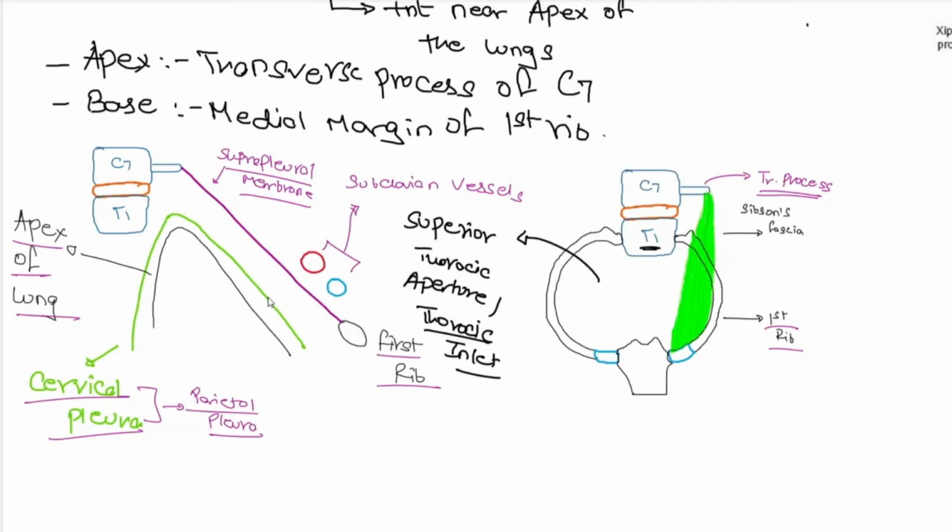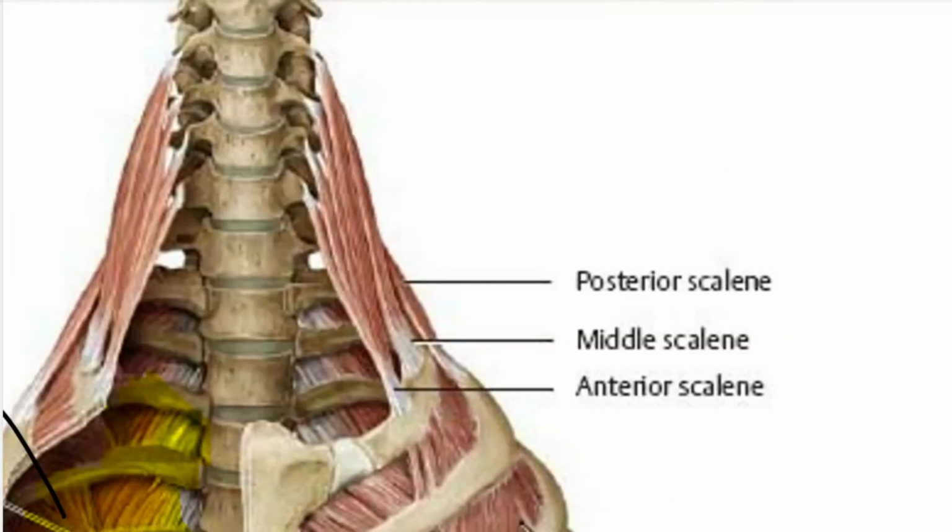And as I mentioned, the fascial part of the suprapleural membrane is made up of the endothoracic fascia. The muscular part of the Sibson's fascia or the suprapleural membrane is made up of the middle scalene muscle, which you can see here, which is inserting on the first rib.